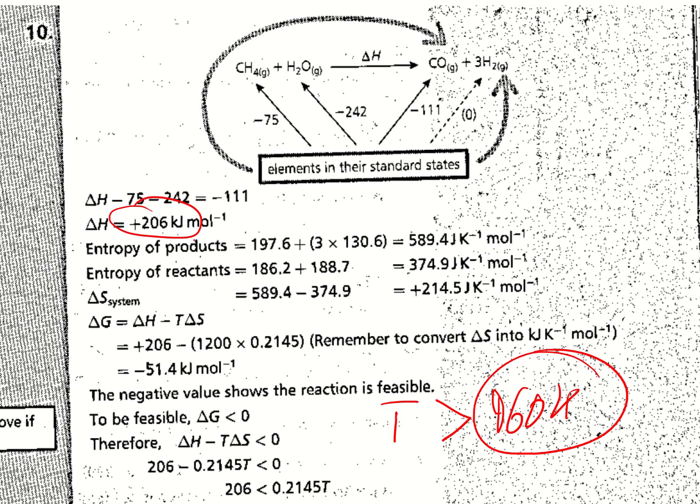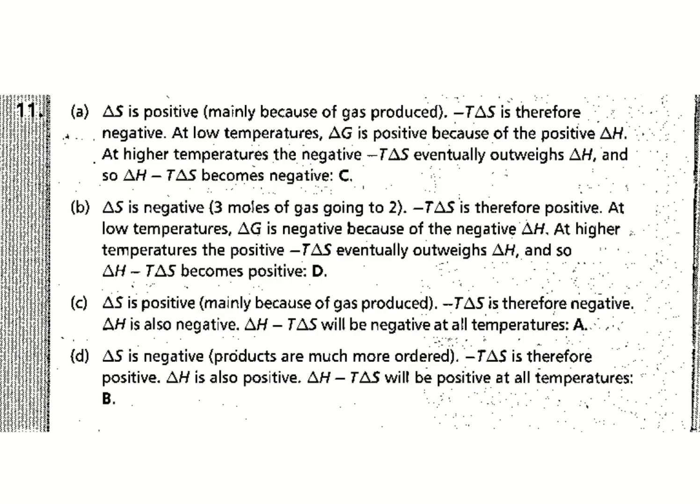So your delta H is there, your entropy change you get there, your delta G value was there, and then you did your delta H divided by delta S over 1000 to give you greater than 960 kelvins. Question 11 then, I'll leave that up there, you can read your way through that. Hopefully you were able to work it out. The answer to the first one is C, the next one is D, the next one is A, and the final one is B, with explanations there as well.